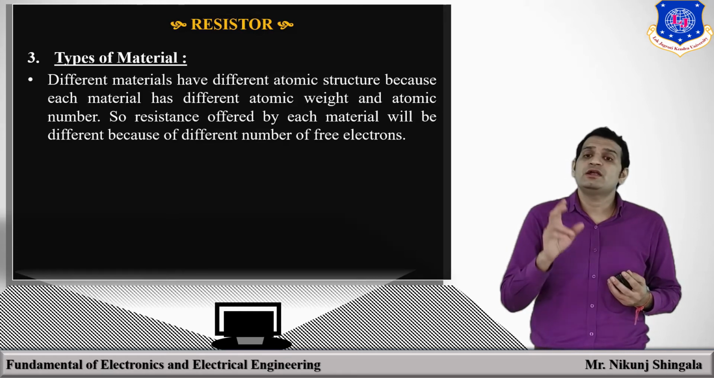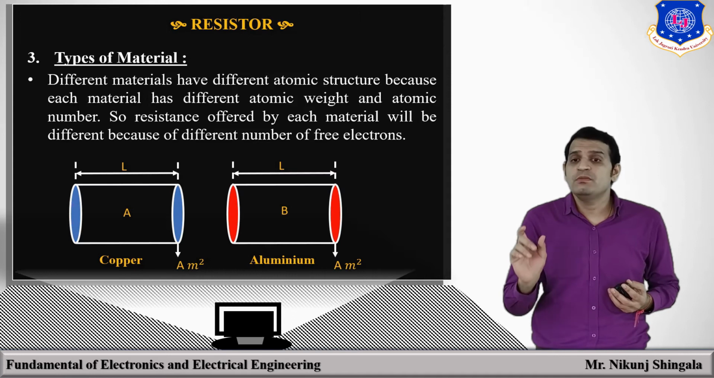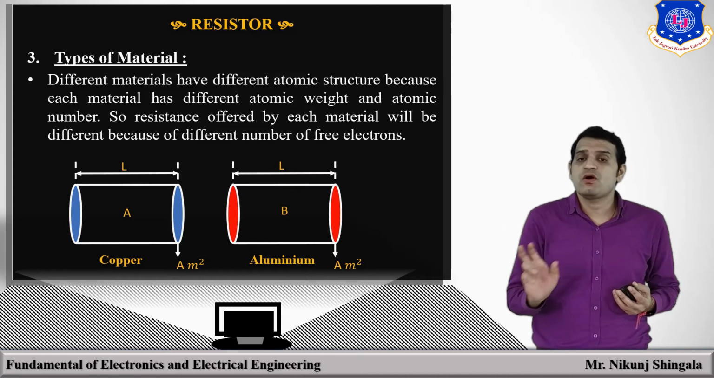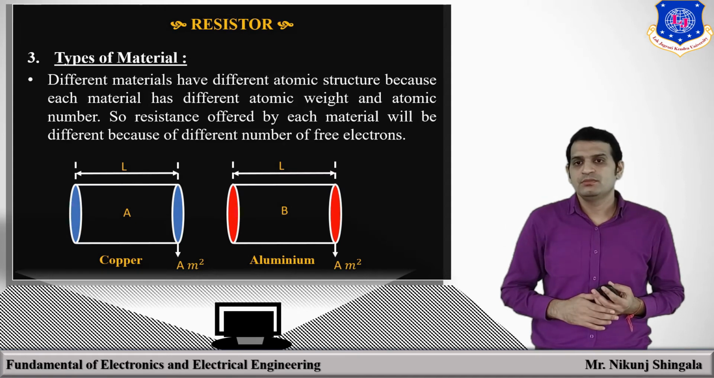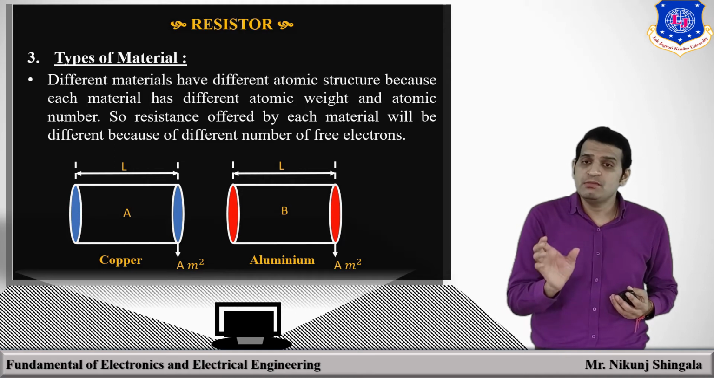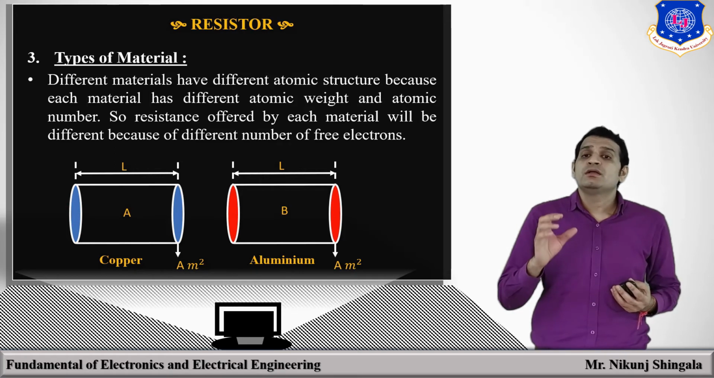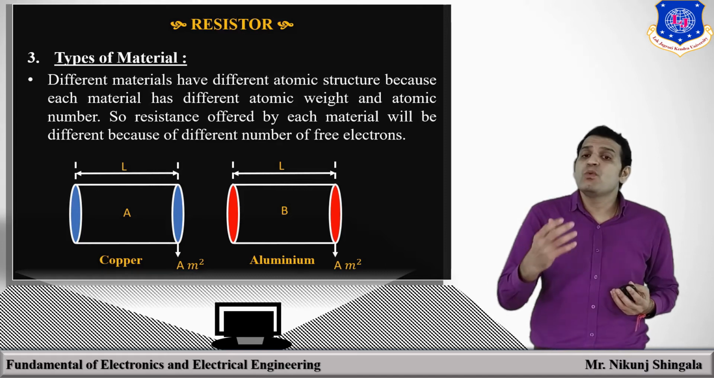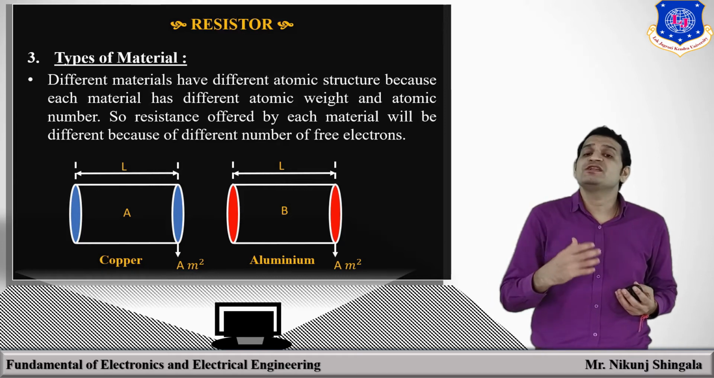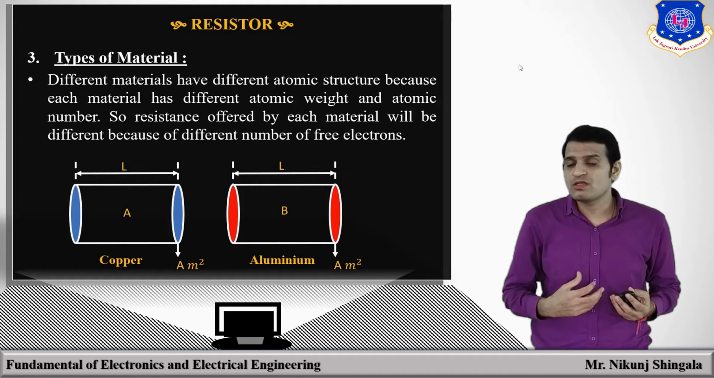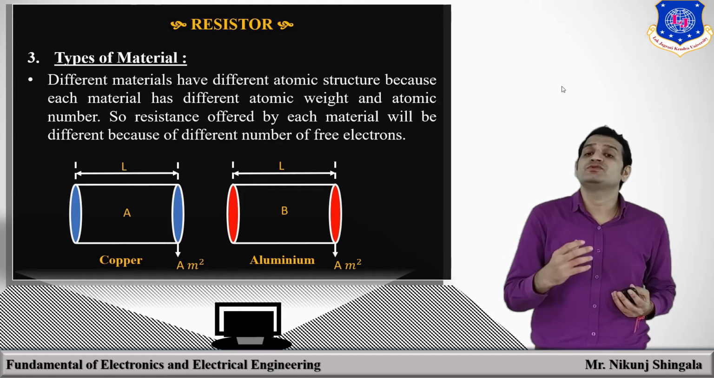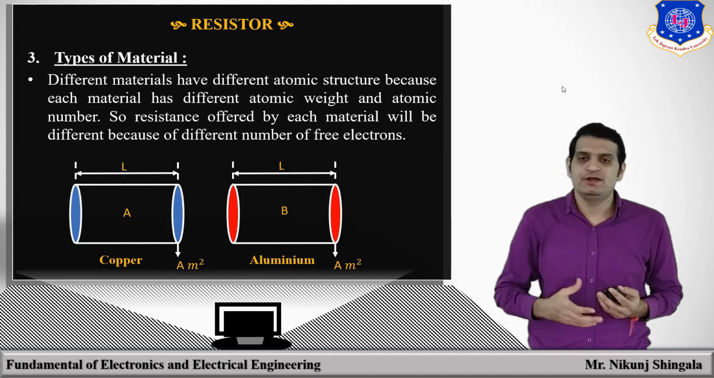So here there are two materials. Two conductors are there, one is copper and another is aluminum. Both are having the same length and the same cross-sectional area, but the atomic structure of both materials is different, and both materials have a different number of free electrons. So the resistance offered by these two materials will also be different.